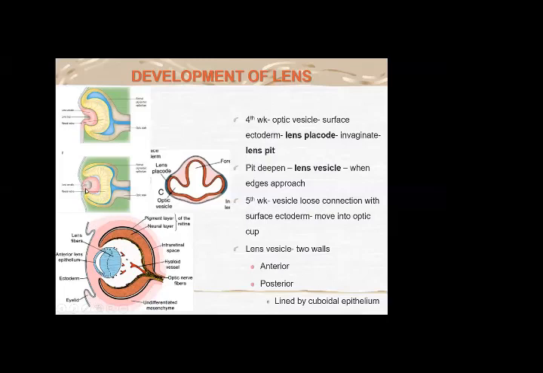So lens separate हो जाता है, and the surface ectoderm becomes a separate structure, even though once upon a time the lens developed as part of the surface ectoderm. Okay? So if there's a question about the development of the lens, please remember the lens developed as a thickened surface ectoderm.